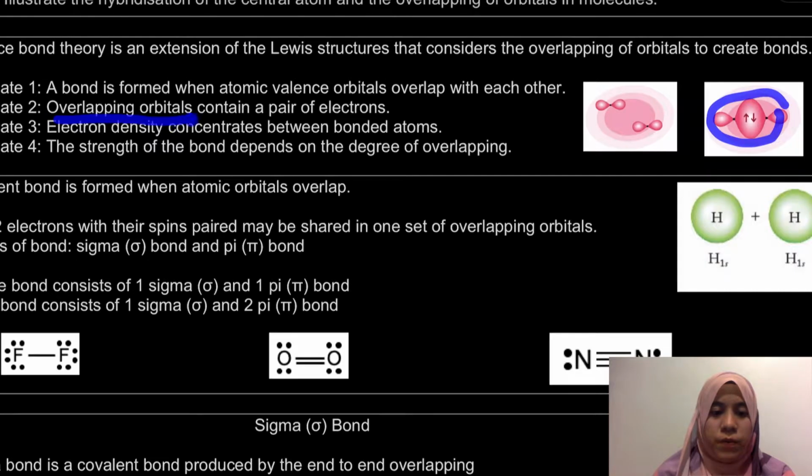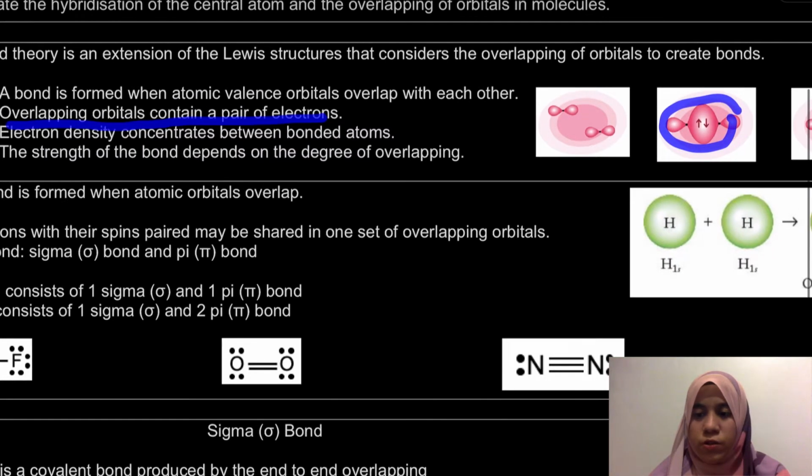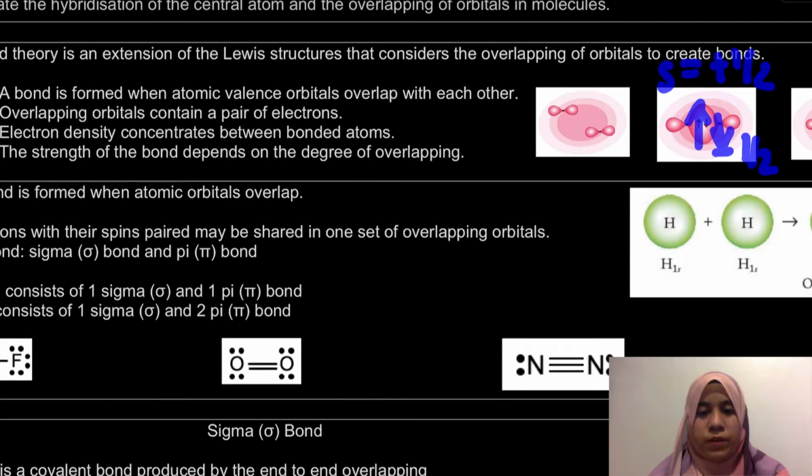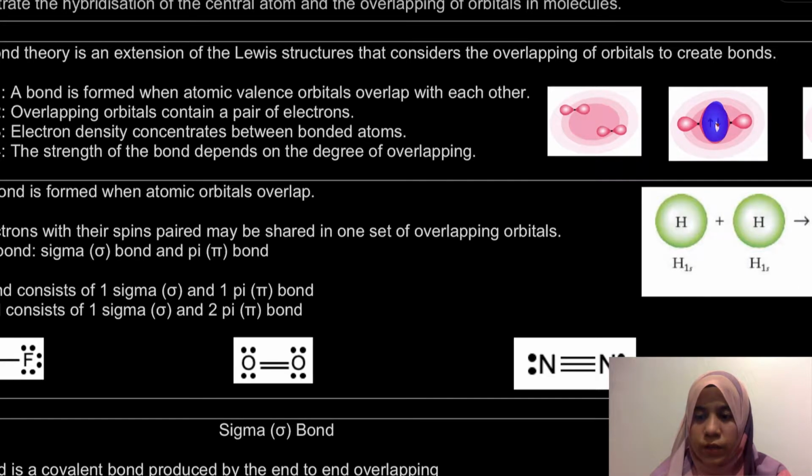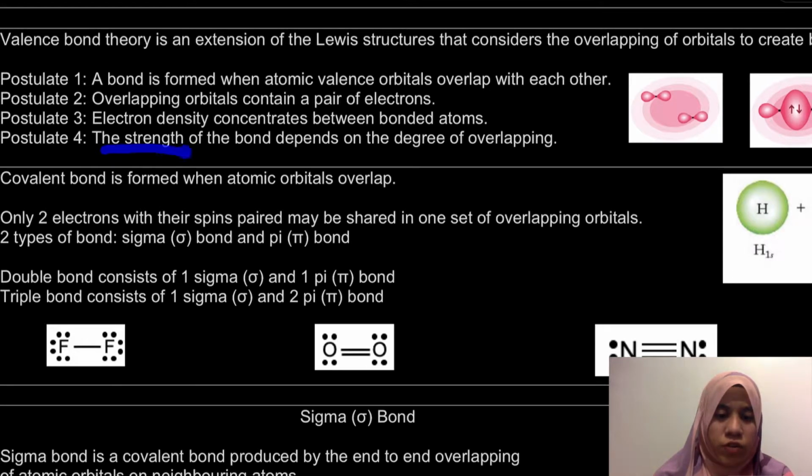Next, overlapping orbitals contain a pair of electrons, so one has spin up and one has spin down. You still remember our electron spin: it could be positive half, upward spin, or negative half, downward spin. And the electron density concentrates between the bonded atoms, so here is our electron density. Last one, the strength of the bond depends on the degree of overlapping. So that's it for valence bond theory.